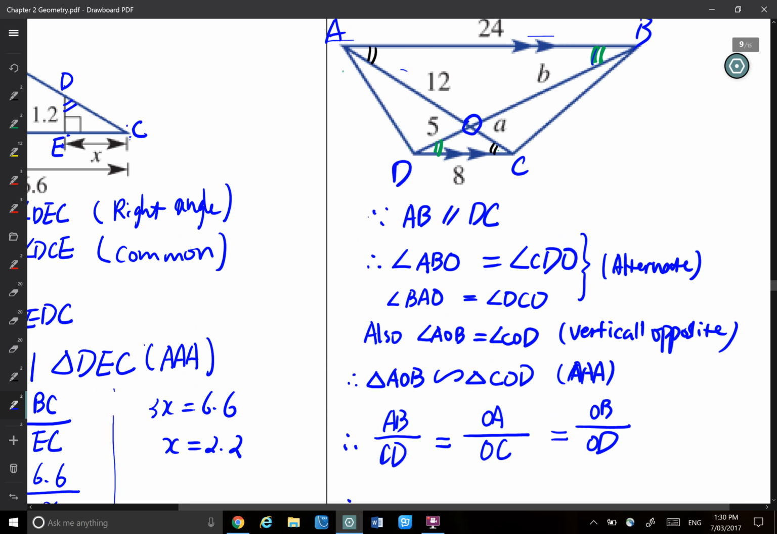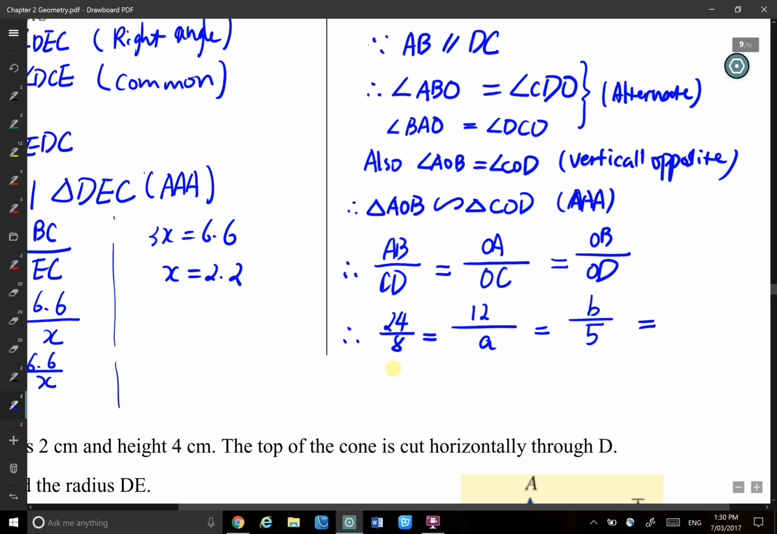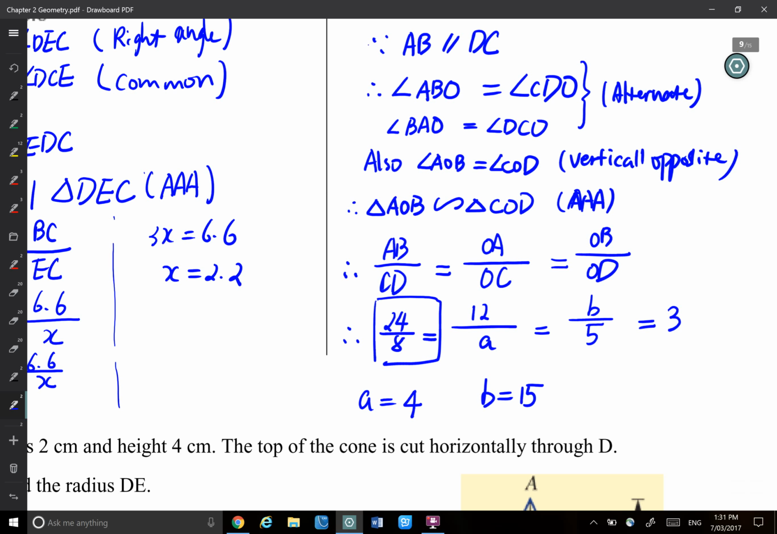AB over CD is 24 over 8. OA is 12. OC is A. OB is B, and OD is 5. So that ratio equals what? By calculating this, you can know the ratio is 3. The longer one divided by the smaller one should give you 3. So 12 divided by A equals 3. A must be 4. And B divided by 5 equals 3. B must be 15. So A is 4 and B is 15.